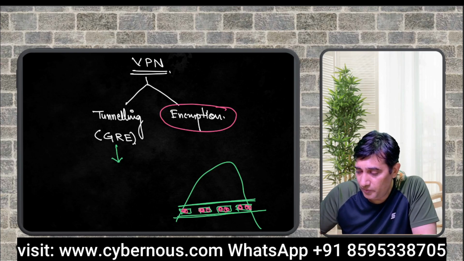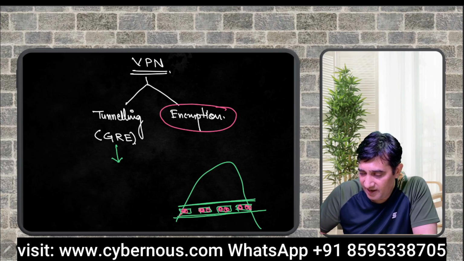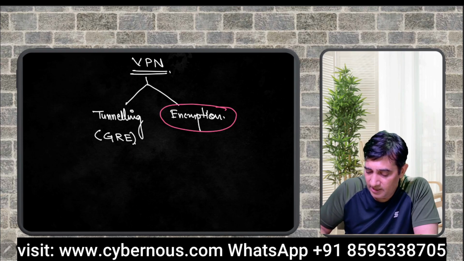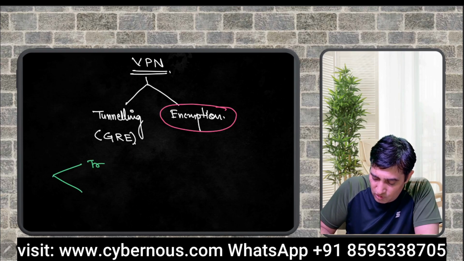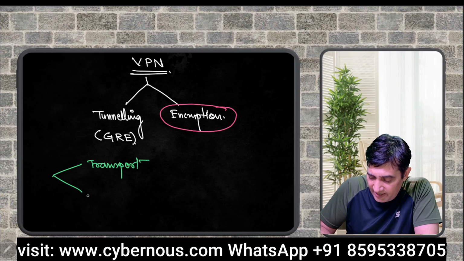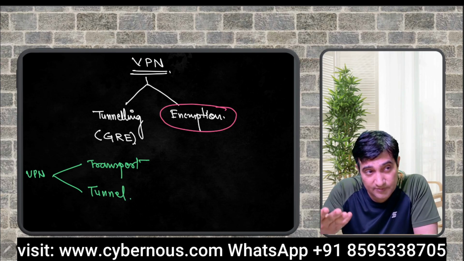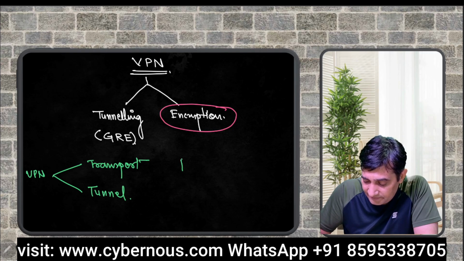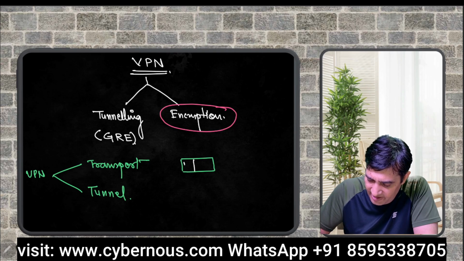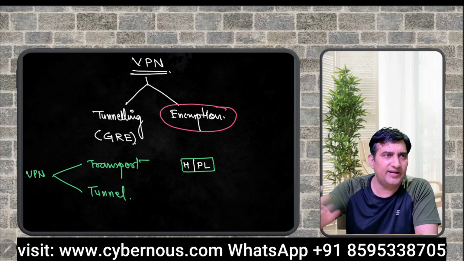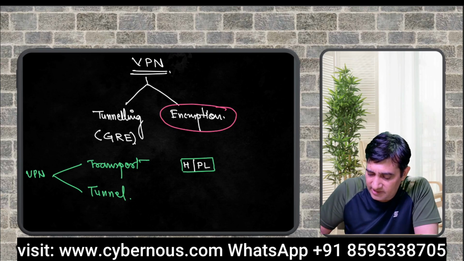Okay. Now whenever we are doing this entire tunneling, it can be done in two modes. Number one is called transport mode, and another one is called tunnel mode, right? Now what's the basic difference between a tunnel mode and a transport mode? Let's say I have a packet, and this packet will always have a header, and it will also have a payload. Payload means data itself, because at the end of the day the entire packet is traveling because you need to transfer some data. So this is the data part.